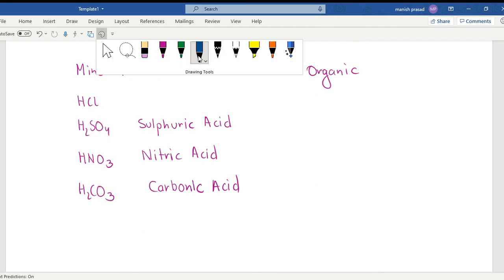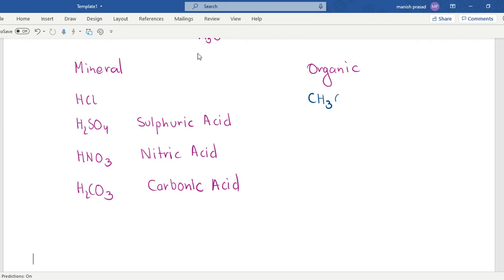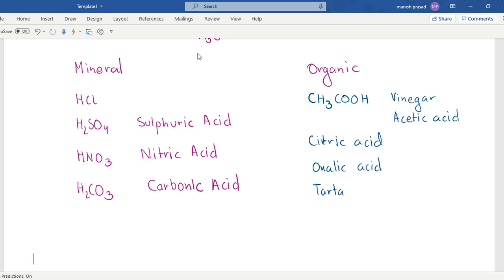If you look at organic acids, here is one which we find in everybody's kitchen: vinegar, also known by the name of acetic acid. In your citrus fruits, you get citric acid. Then you have oxalic acid, which you get from tomatoes. Then you have tartaric acid, which you get from tamarind.